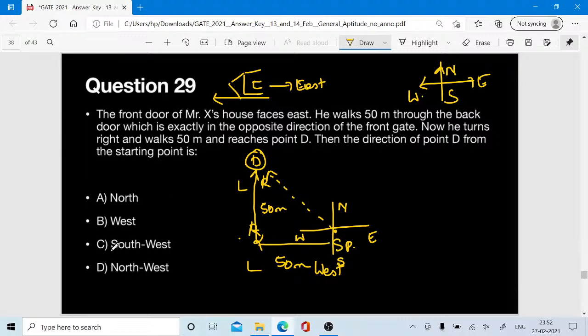It is between north and west, so this is northwest. Option D is the right answer. North and west, northwest, so that is going to be your right answer.